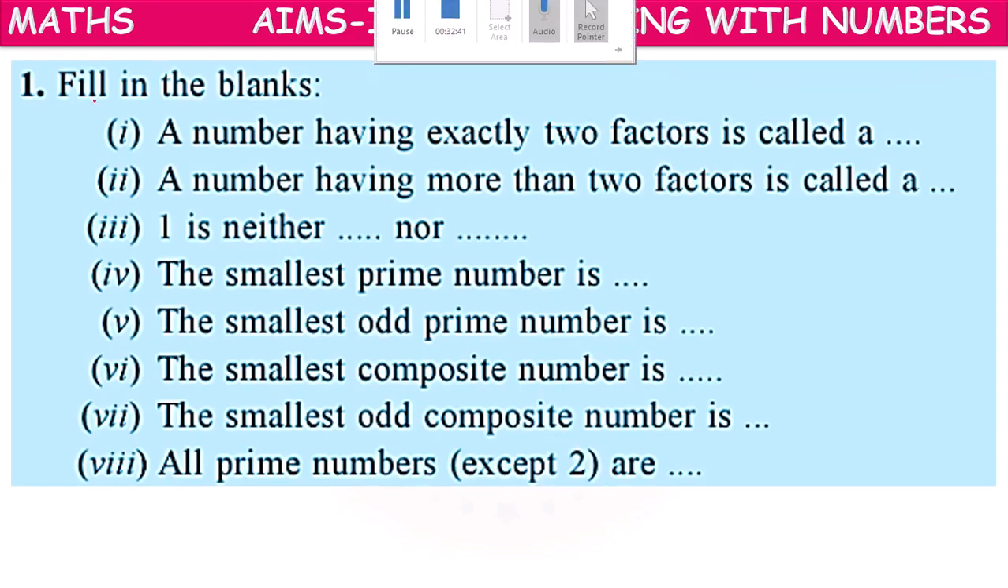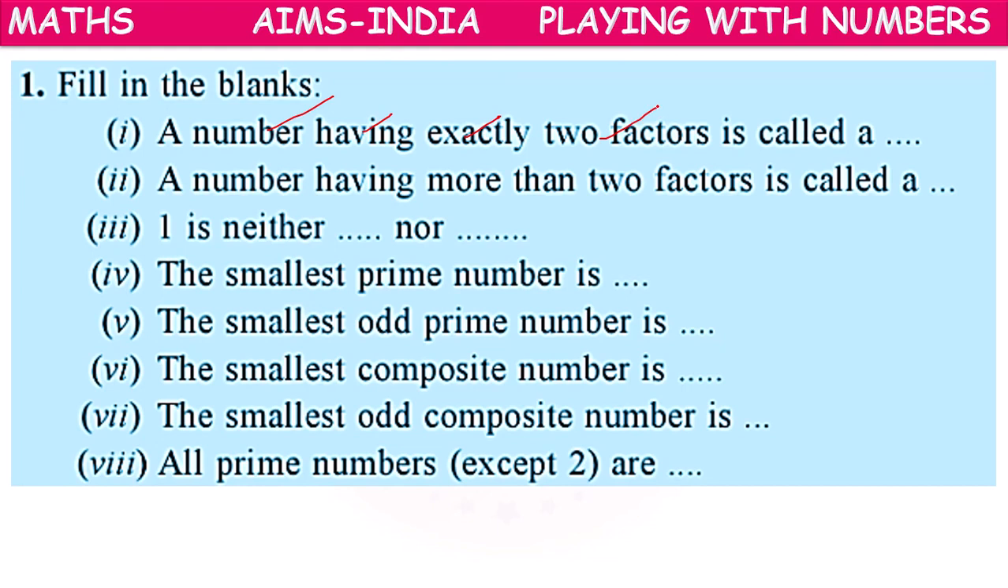Next one, fill in the blanks. A number having exactly 2 factors is called, if it has only 2 factors, one is 1, another one is itself, then it is called a prime number. More than 2 factors, it's called a composite number. One is neither prime nor composite.